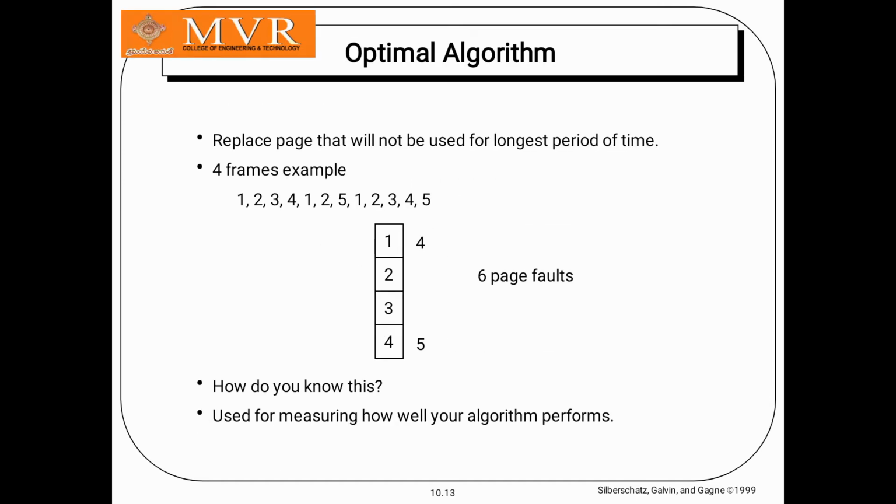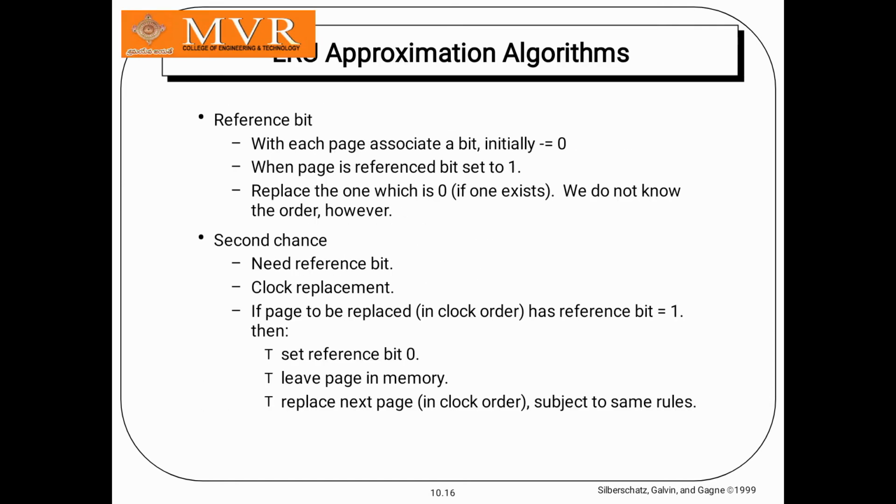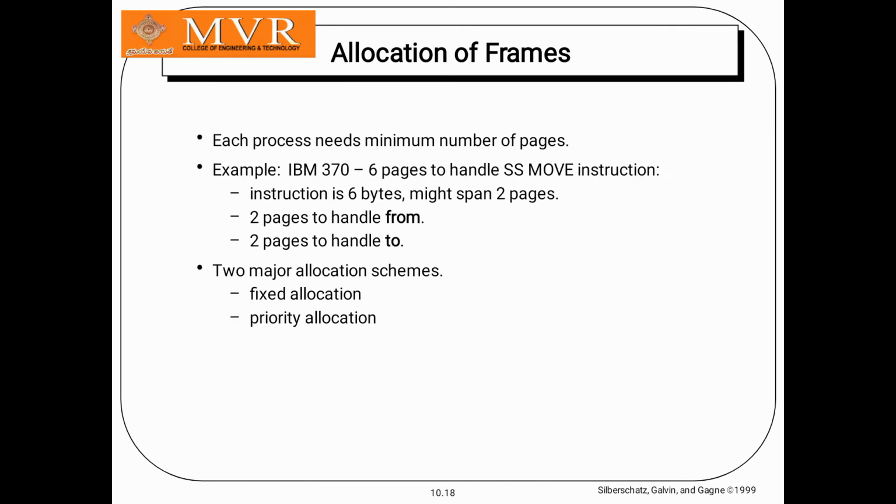So those are all explained in the previous section: the page replacement algorithms. Today we continue with the concept of allocation of frames. How will frames be allocated? The minimum number of pages a process needs: for example, the IBM 370 needs 6 pages to handle an SS MOVE instruction. The instruction is 6 bytes and might span 2 pages, so 2 pages handle the from and 2 pages handle the to.